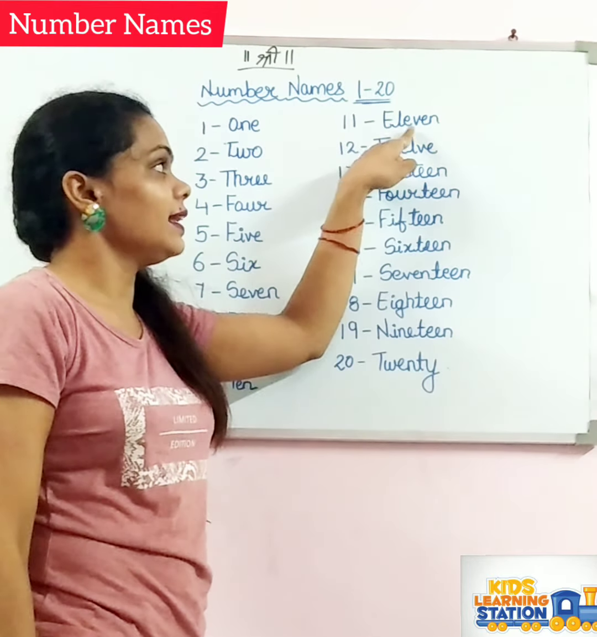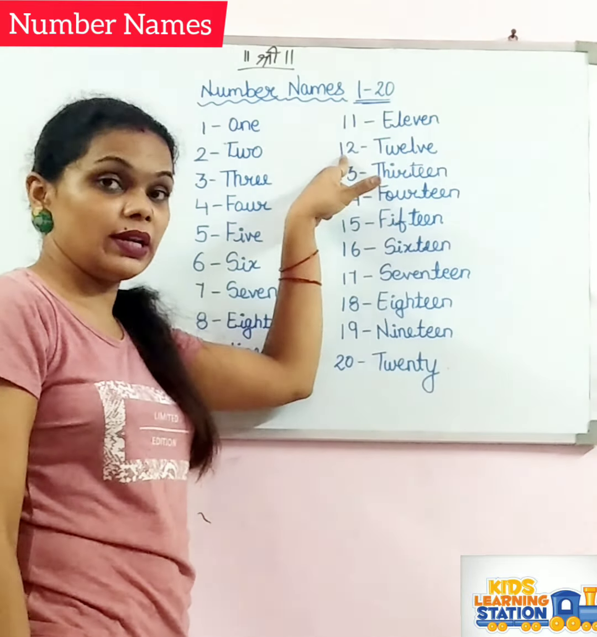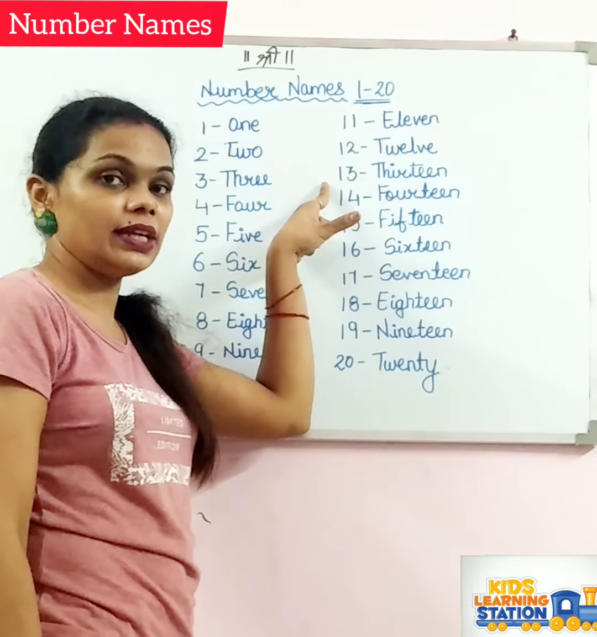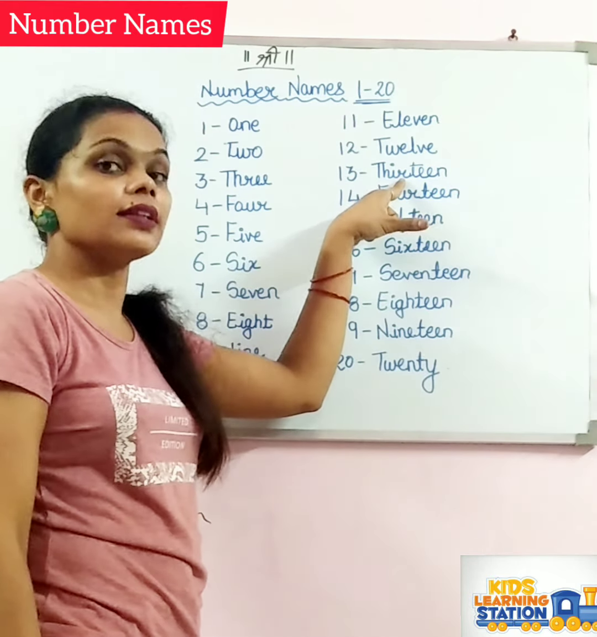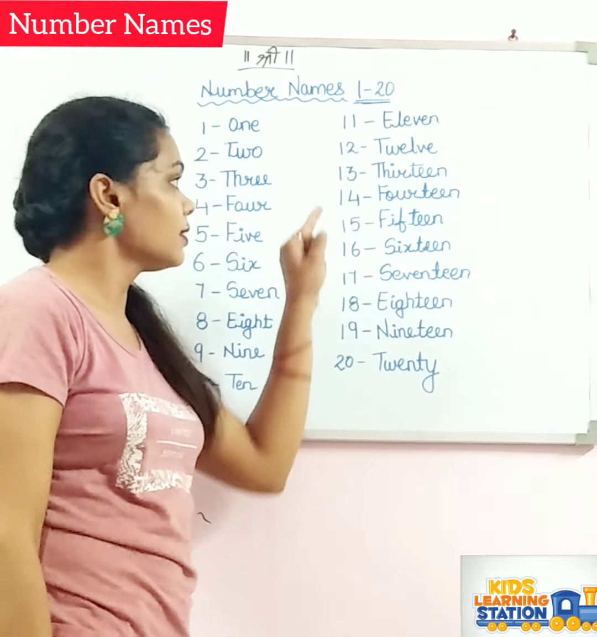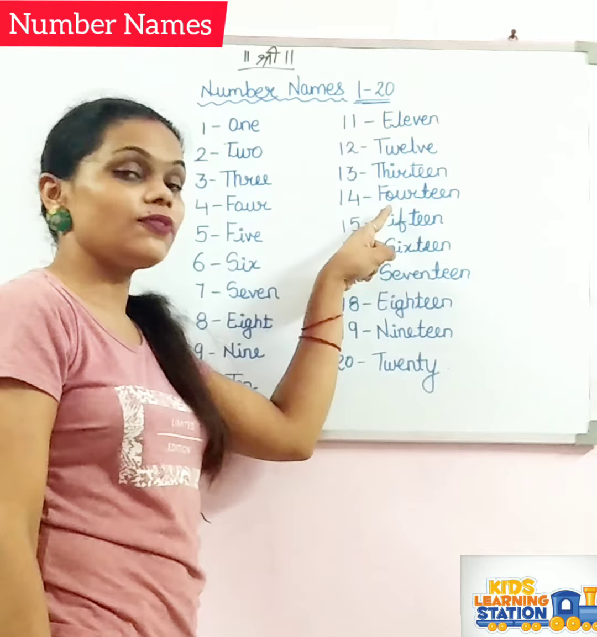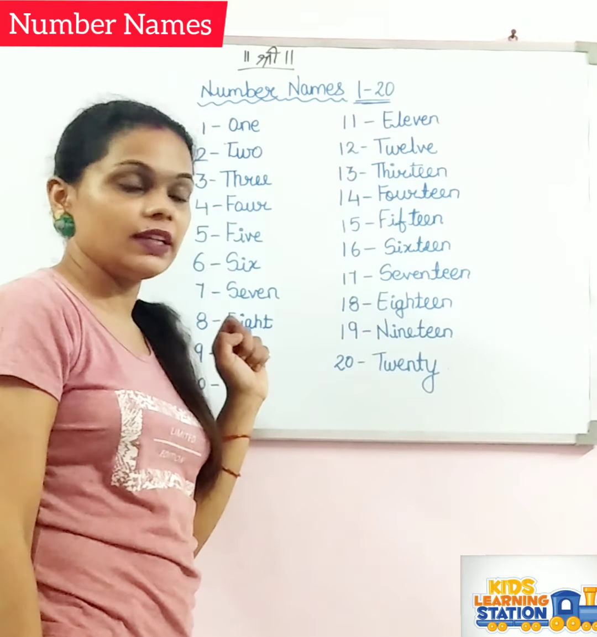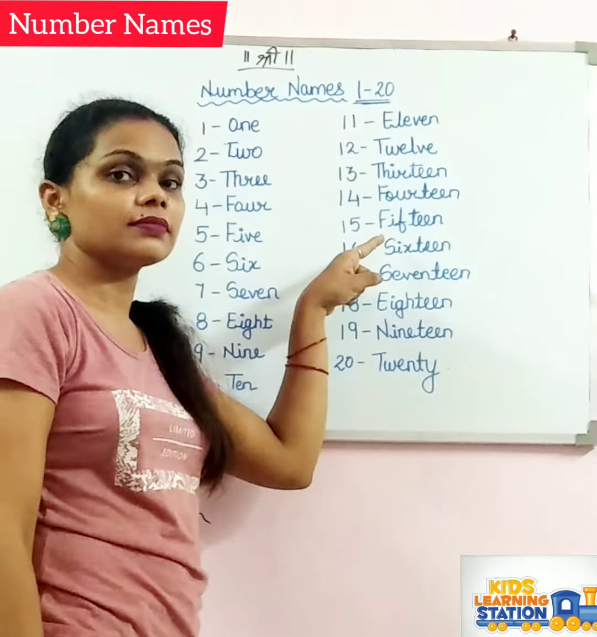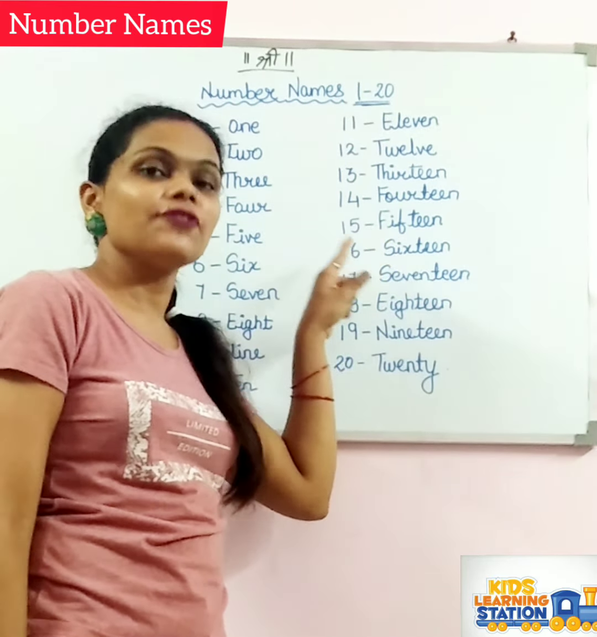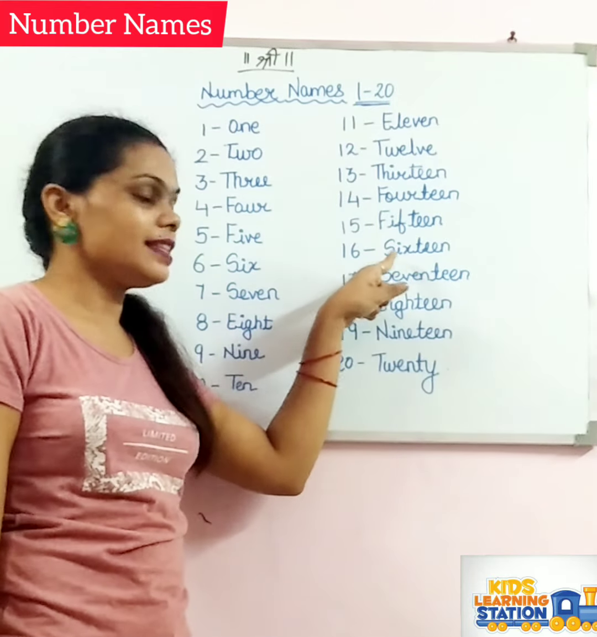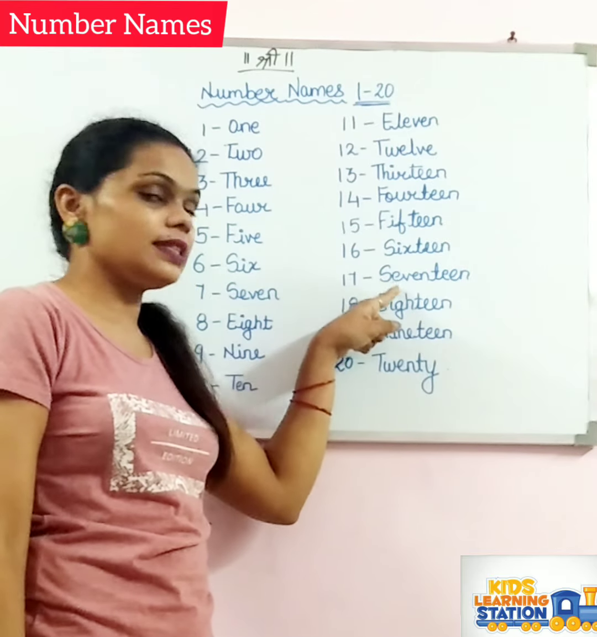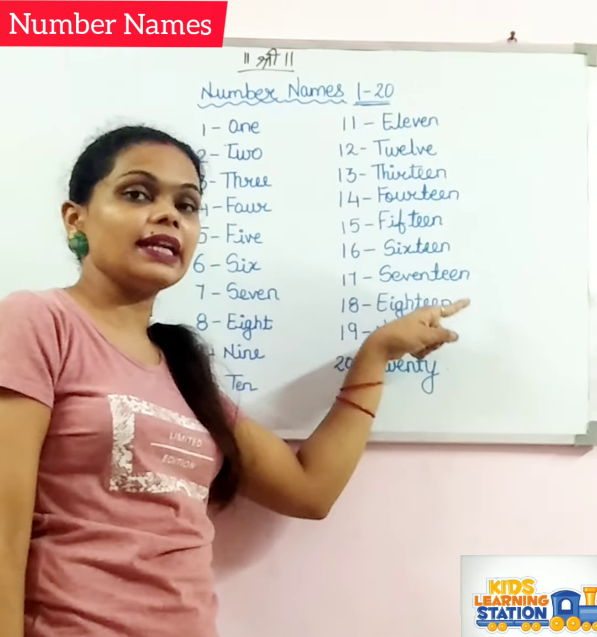11: E-L-E-V-E-N 11, 12: T-W-E-L-V-E 12, 13: T-H-I-R, third, T-E-E-N, 10, 13. 14: F-O-U-R 4, T-E-E-N 10, 14. 15: F-I-F 5, T-E-E-N 10, 15. 16: S-I-X 6, T-E-E-N 10, 16. 17: S-E-V-E-N 7, T-E-E-N 10, 17.